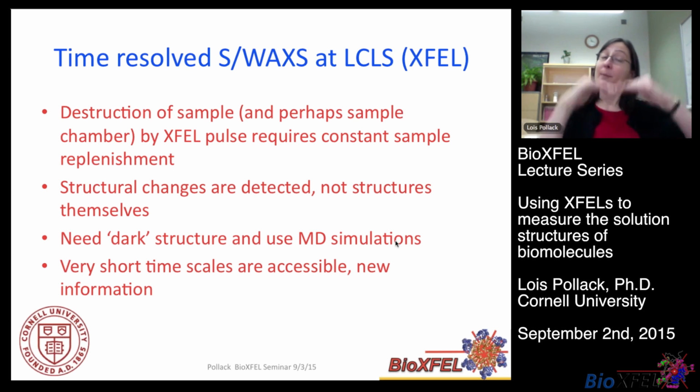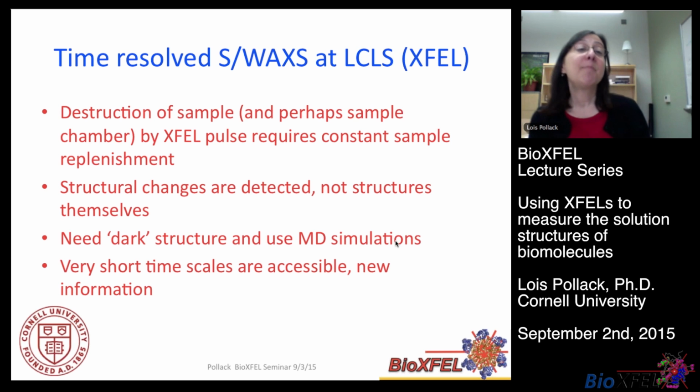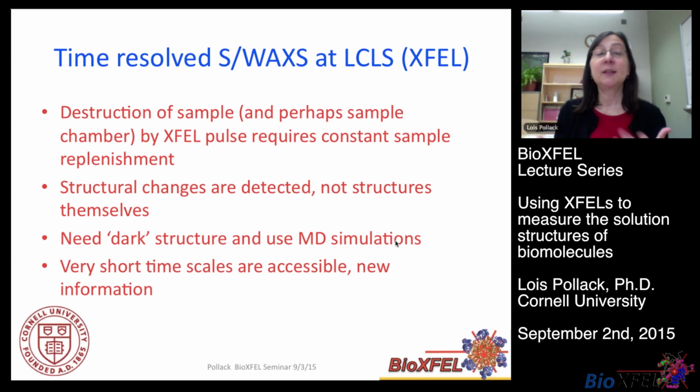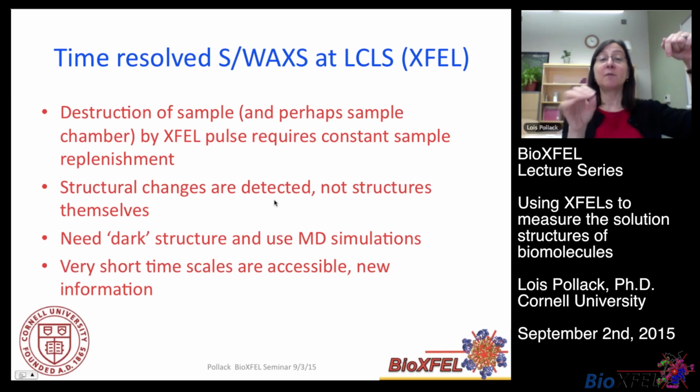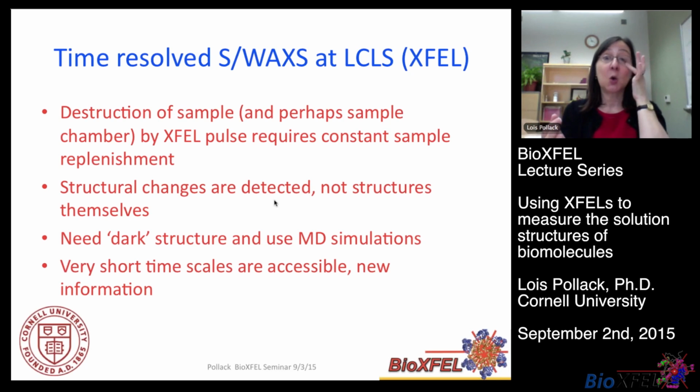If you have a much lower intensity beam and you don't destroy your sample chamber, you can get around this. But because many of the samples completely destroy, or at least irreversibly modify, the sample chamber, it's really easiest to detect structural changes and not the structures themselves. So you have light on versus light off, and you're not so worried about a structure minus a background.